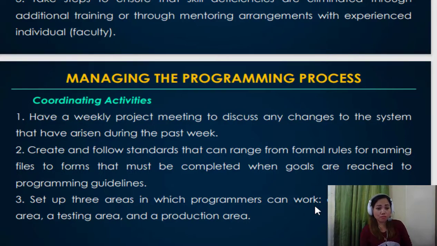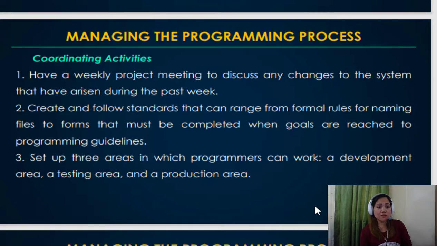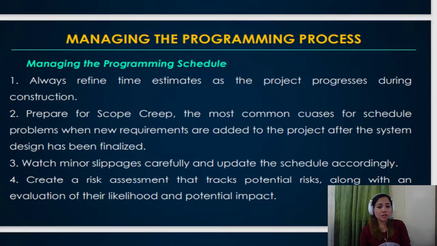Okay. Continuing, second, you have to coordinate every activity. First, have weekly project meetings to discuss any changes to the system that have arisen during the past week. Second, you have to create and follow standards that can range from formal rules for naming files to forms that must be completed when goals are reached to programming guidelines. The third one, set up three areas in which programmers can work: a development area, a testing area, and a production area.